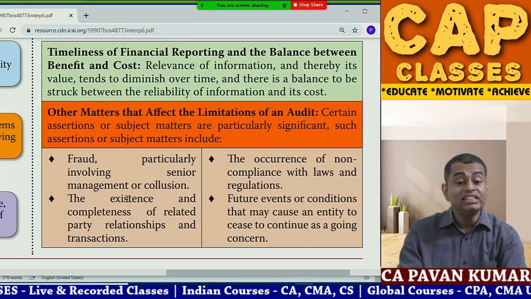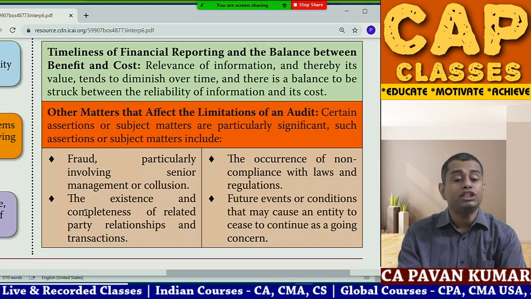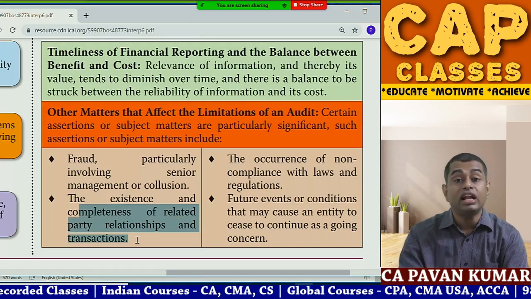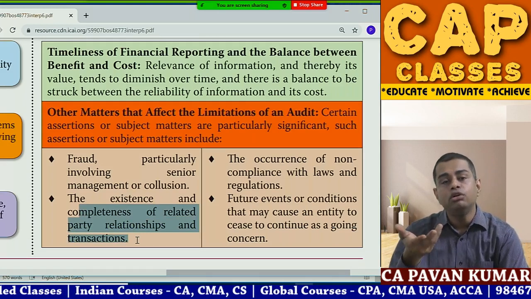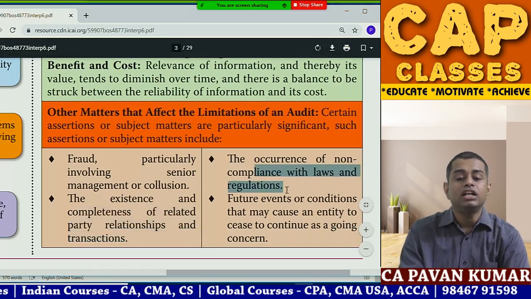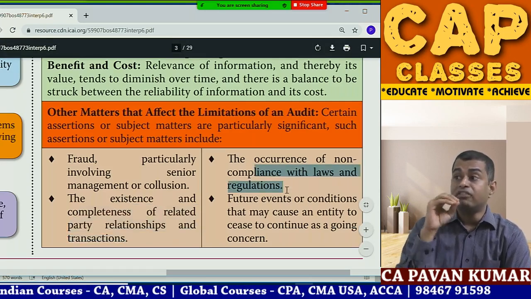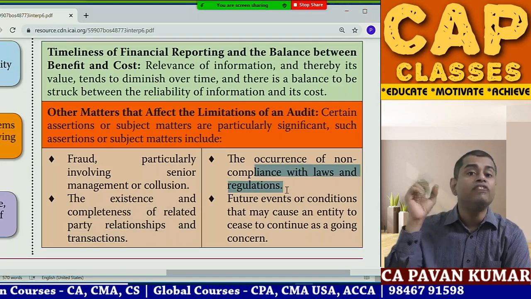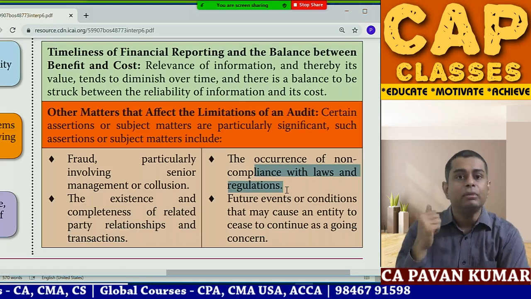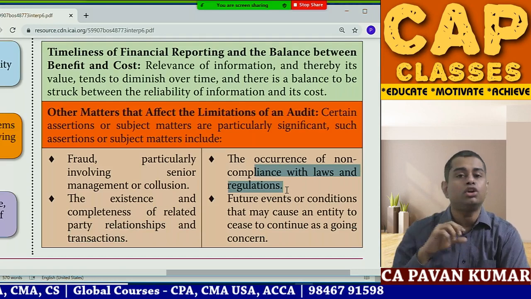Second one, the existence and completeness of related party relationships. This is what I told you. If you are not disclosing your related party transactions and relationships, how will I know? Then the third one is occurrence of non-compliance with laws and regulations. So you have violated some law, SA 250, Standard on Auditing 250. The management violated some law and they have not disclosed that to the auditor.